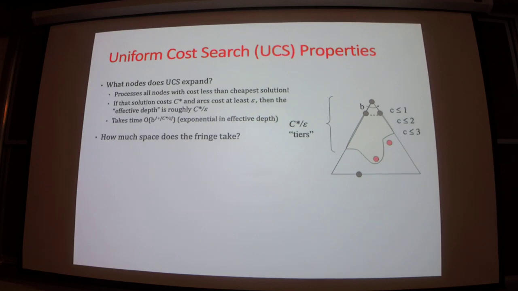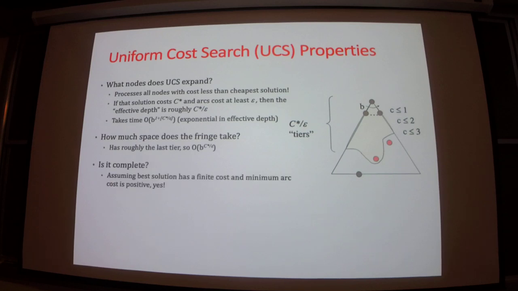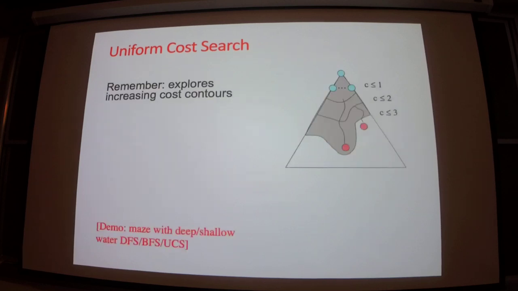Okay, so how much space is the fringe or the frontier taking here? Roughly the last tier, similar to BFS. Is it complete? Assuming the best solution has a finite cost, and the minimum edge cost is positive, then yes. If you have zero or negative edge costs, then no. Is it optimal? Yes. Remember that it's exploring increasing cost contours. So what are the good things about this? As we mentioned, it's complete and it's optimal.